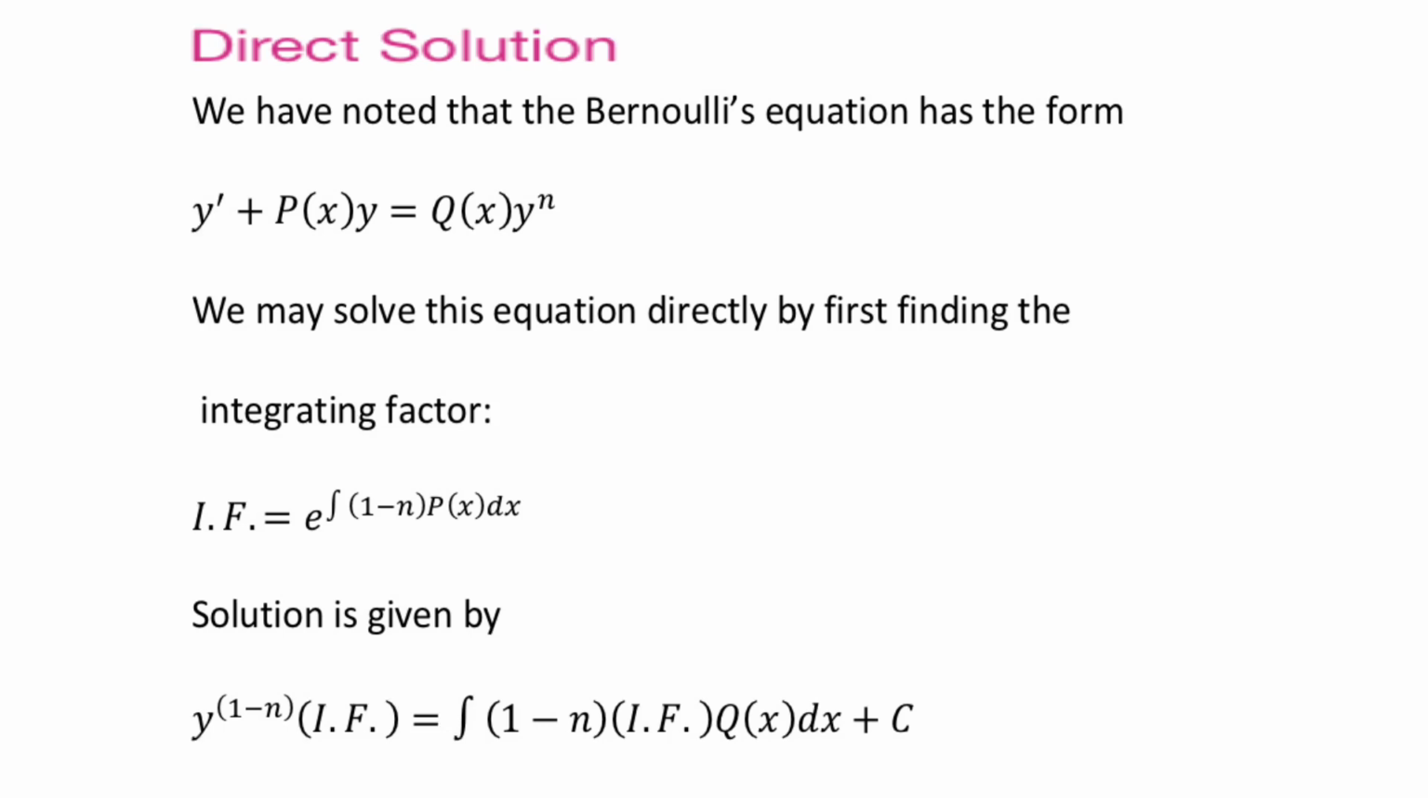Now let's have another solution which is called direct solution. We have noted that the Bernoulli's equation has the form y dash plus px into y plus qx into y to the power n. We may solve this equation directly by first finding the integrating factor, which is e to the power integral of 1 minus n into px dx. Solution is given by y to the power 1 minus n into IF is equal to integral of 1 minus n into IF into qx dx plus c.